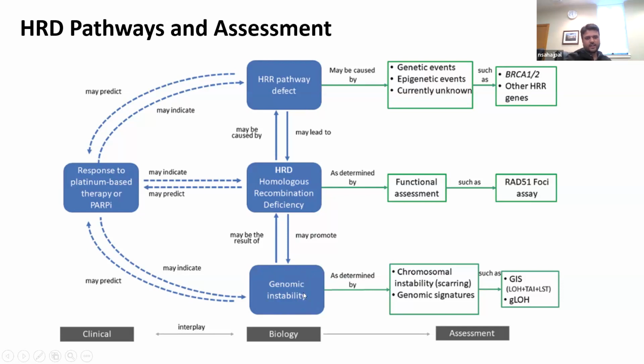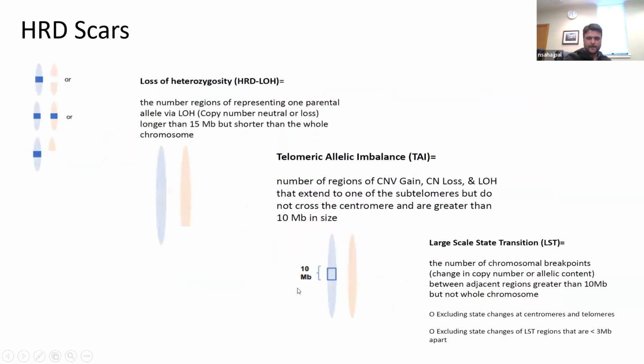So all this to say that if you capture that this tumor is HR deficient, these tumors are sensitive to PARP inhibitors or platinum-based therapies. So we'll primarily talk about this genomic instability and capturing these signatures. These signatures are also called HRD scars, and there are 3 different scars that have been found to be characteristic of HR deficient tumors.